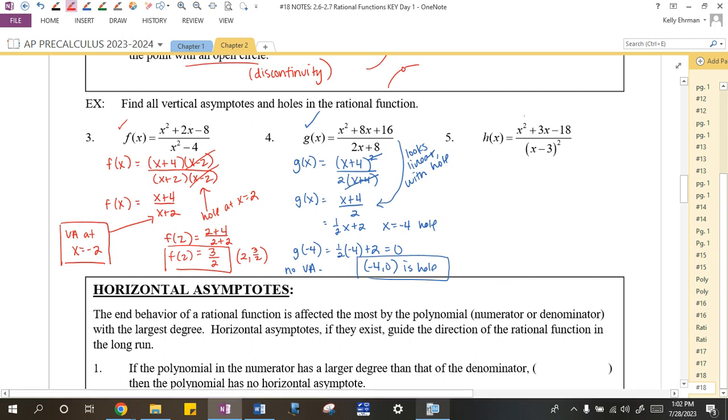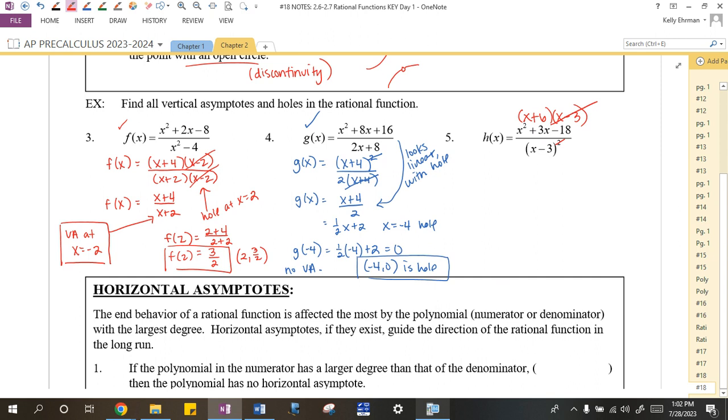All right, for this one, let's see, I'm just going to factor up here a bit. X plus 6, x minus 3. Okay. Now, what about this? We have an x minus 3 that canceled, right? So is there a hole at 3 or is there a vertical asymptote at 3? So that's kind of tricky, right?